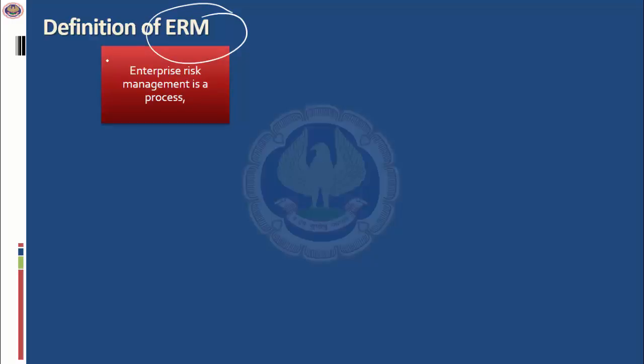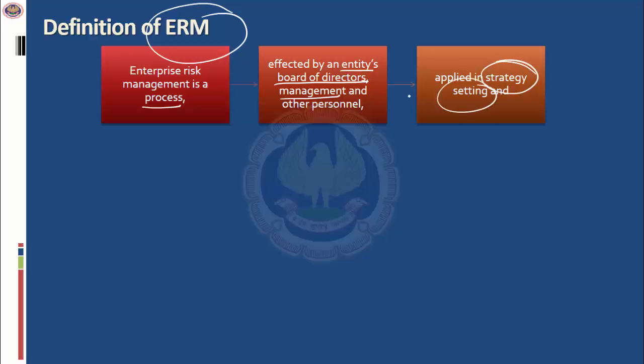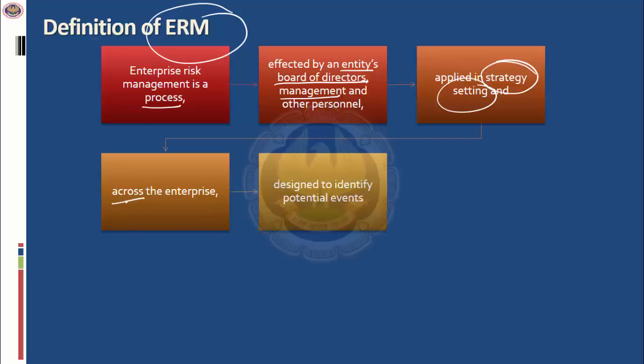Now let's look at the definition. What is enterprise risk management? It's a process which is affected by, now look at the keyword, the board of directors, and with that fundamental, then you have management and the other personnel, and this is applied in strategy setting and across the enterprise, and is designed to identify potential events.